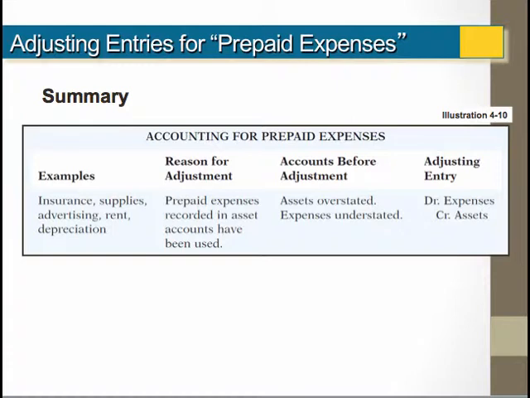So, when we use up a prepaid expense, we will do an adjusting journal entry to debit the expense account and credit or reduce the asset.